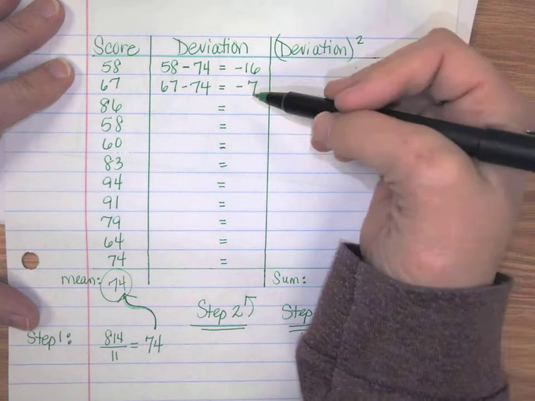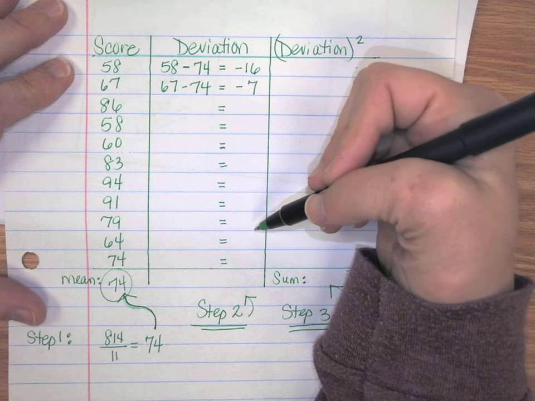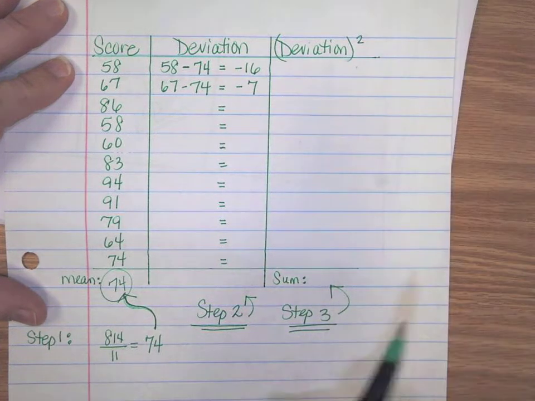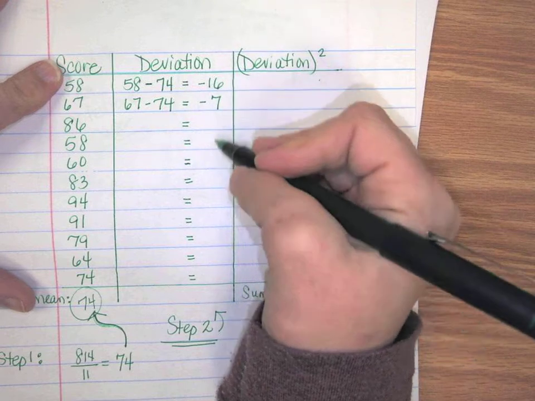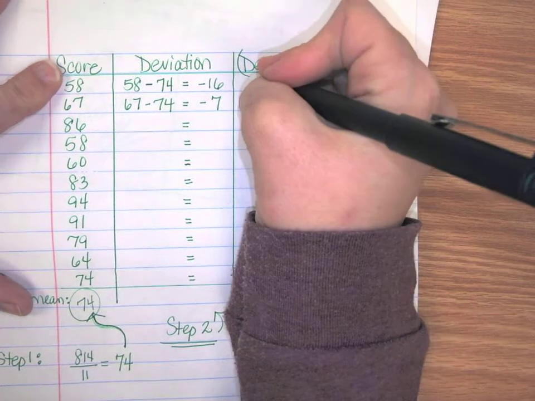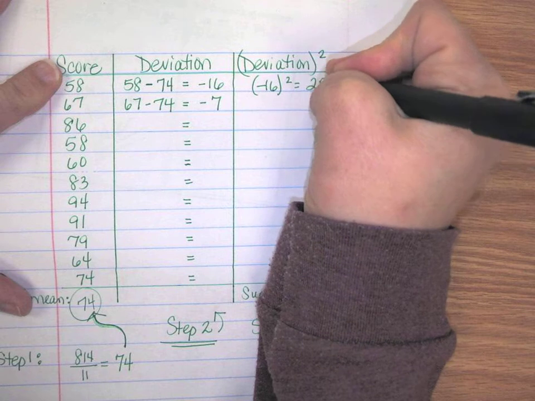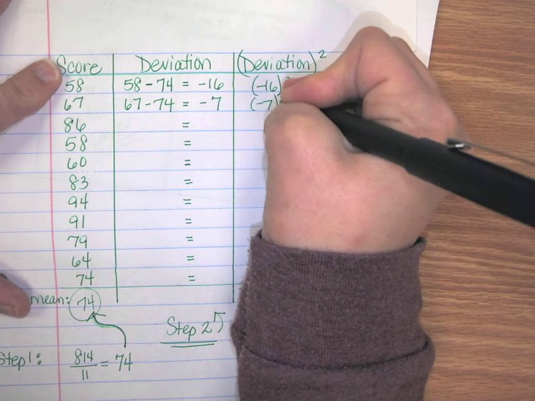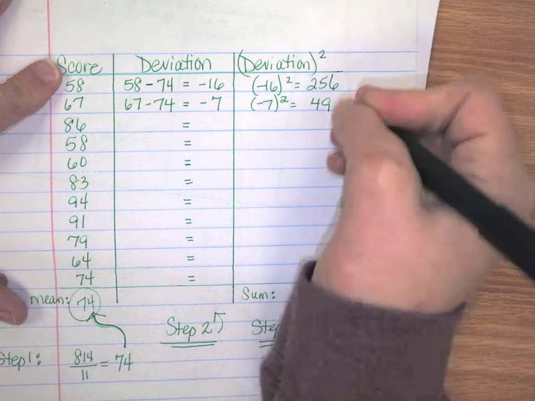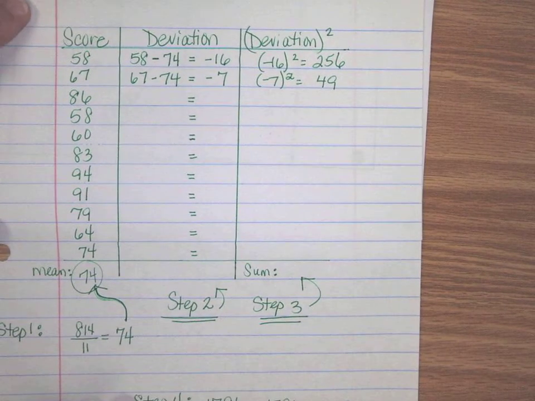Okay, now once you've done all of those, your next step is to square your deviations. So you have all your deviations completed, then you're going to come over here and square them. You're going to do negative 16 squared. It's going to make 256. And then you're going to do negative 7 squared. It's going to make 49, and so on. You're going to work out all those deviations. Again, you can pause at any point and try those on your own.